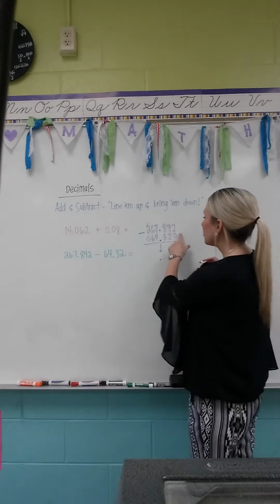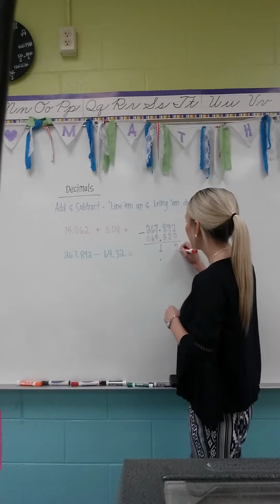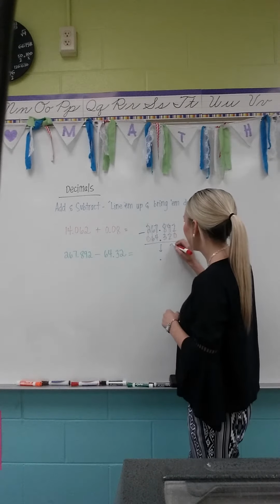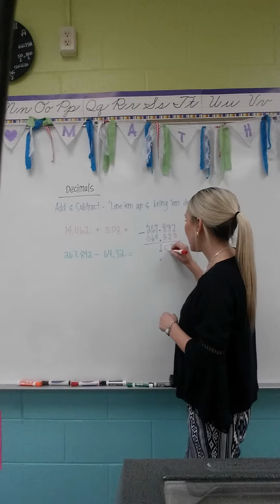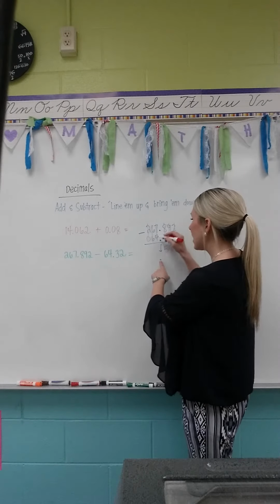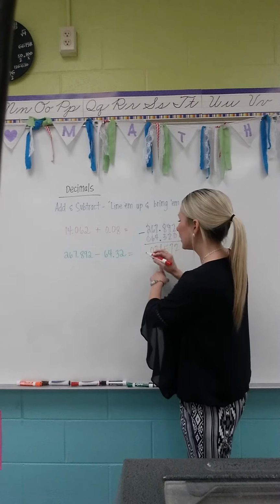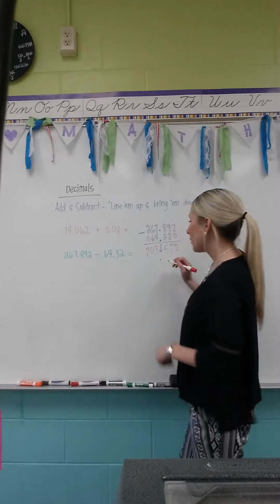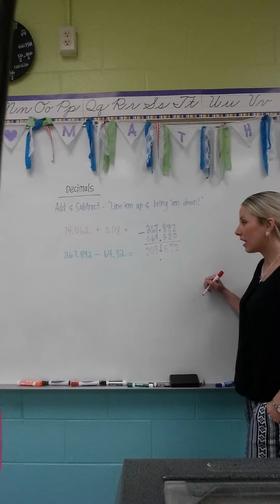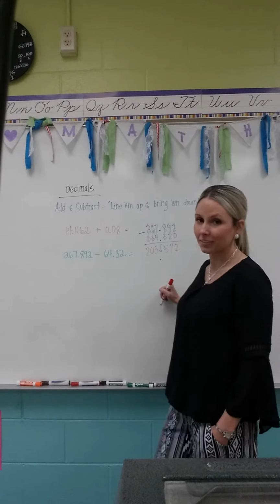So now I have 2 minus 0, and that gives me 2. 9 minus 2 is 7. 8 minus 3 is 5. Here's my decimal. 7 minus 4 is 3. 6 minus 6 is 0. And 2 minus 0 is 2. So my answer is 203 and 572 thousandths.